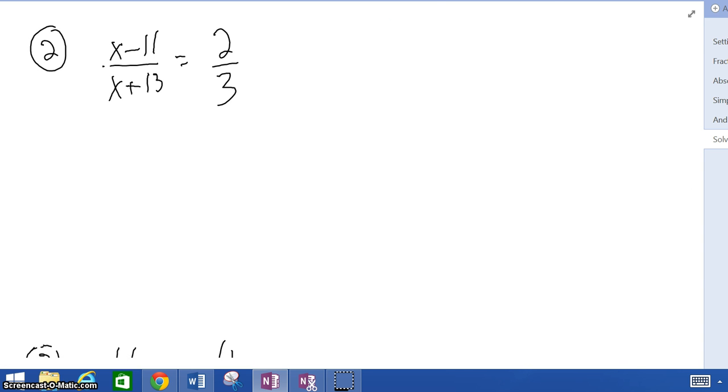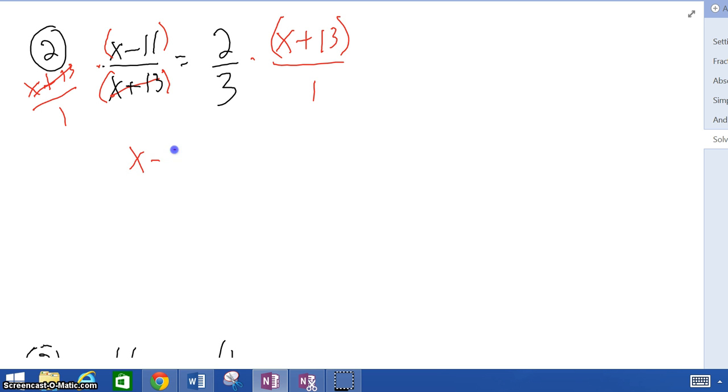Now, in number 2, this problem gets a little trickier. I need to get the x by itself, but there is no x that's all by itself at this point. I need to treat these as factors. I need to get the x plus 13 out of the denominator, so I need to multiply by x plus 13. That reduces. On the left side, I need to multiply by x plus 13.